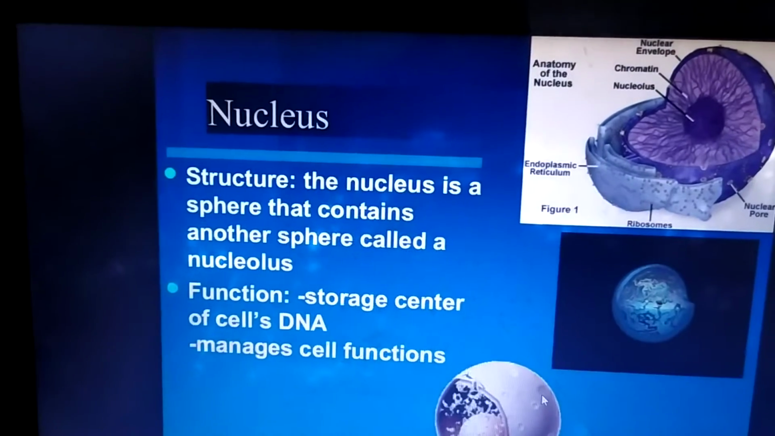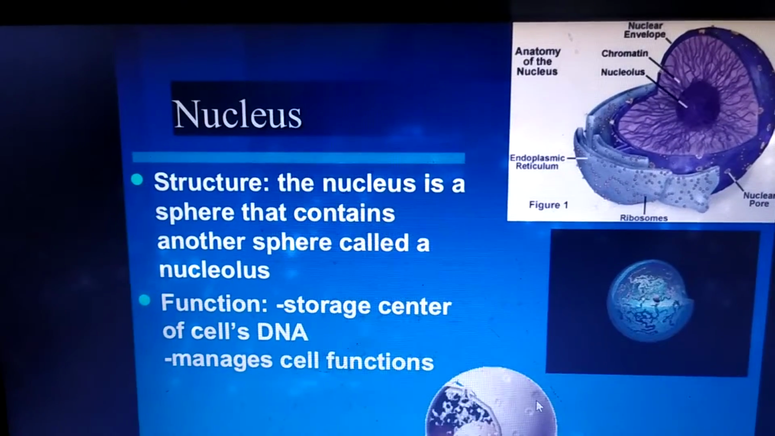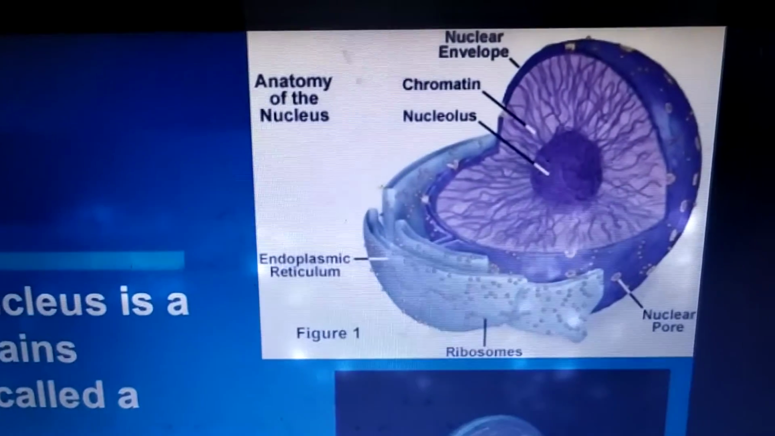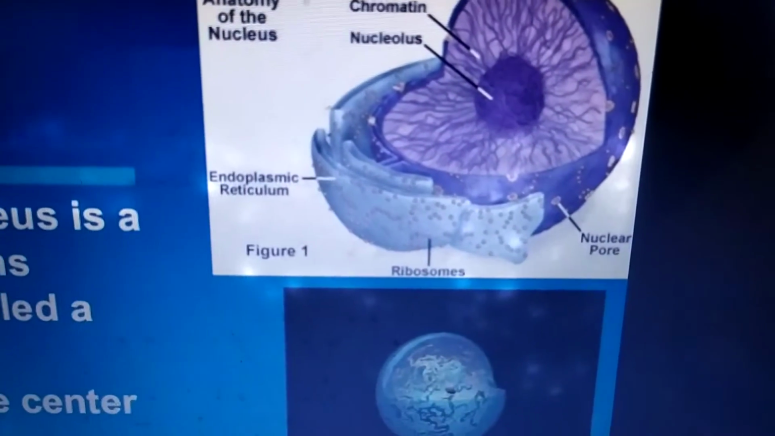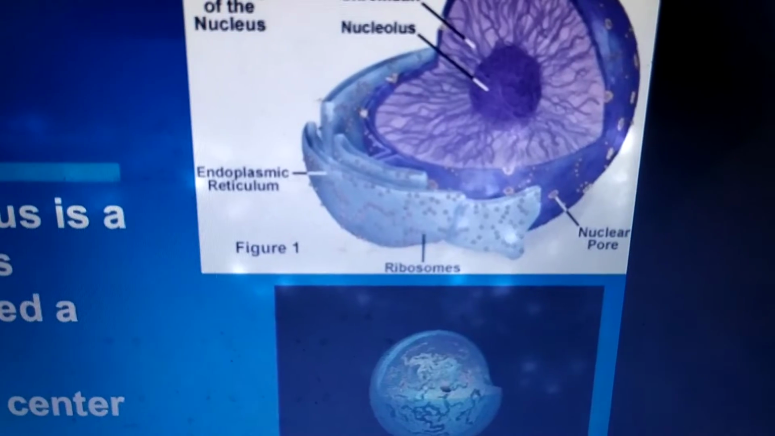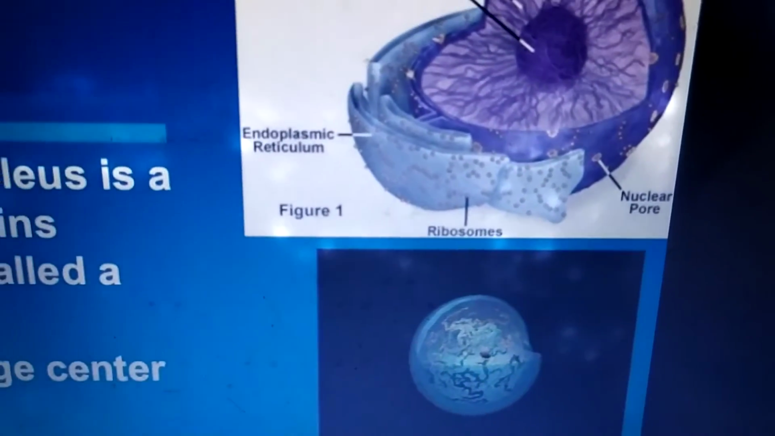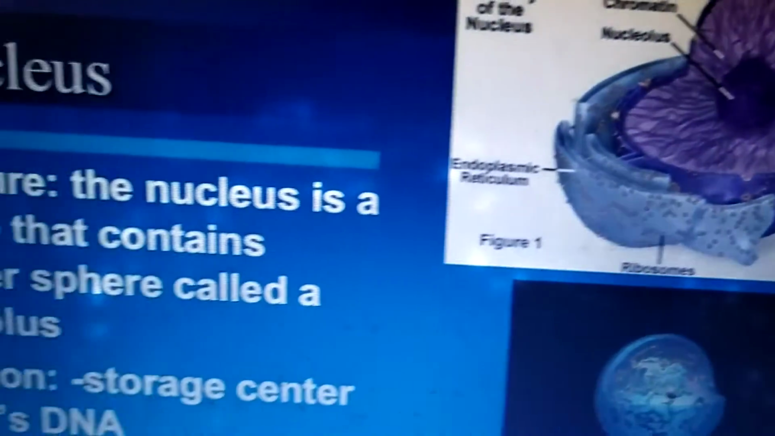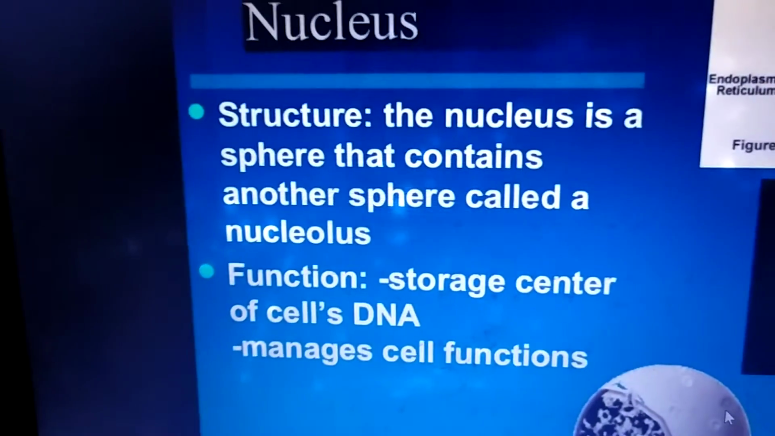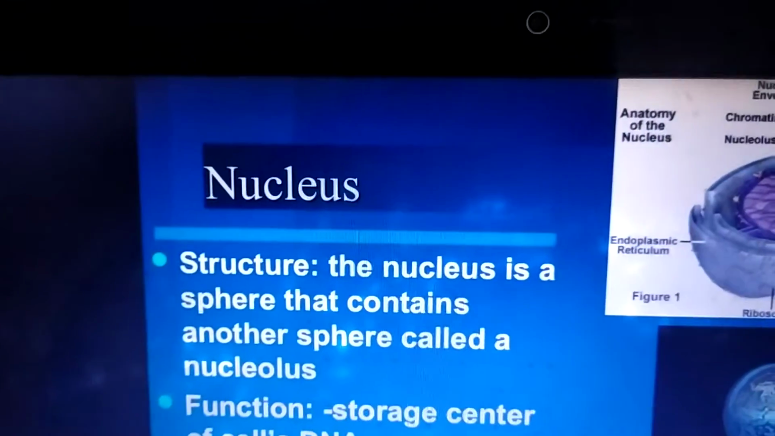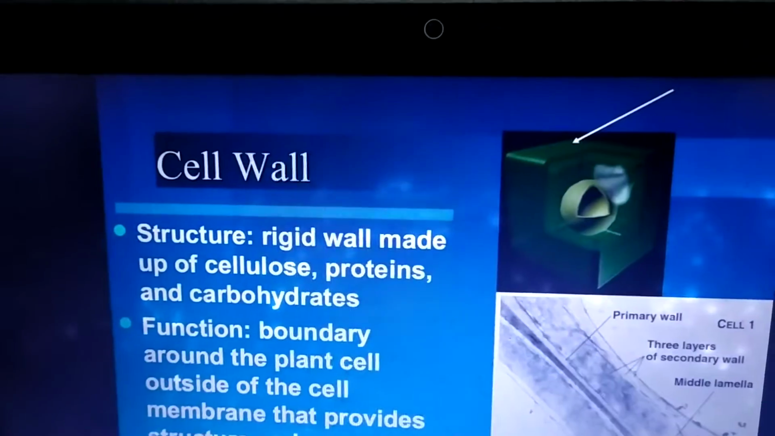What is the function of the nucleus? The nucleus has a spherical shape that contains another sphere called the nucleolus. This is the structure of the nucleus, which contains the nucleolus. Basically it contains chromatin. What is chromatin? It carries genetic material from one cell to another. What is the function of the nucleus? It is the storage center of cell DNA and manages the cell's functions. It is the brain of the cell.